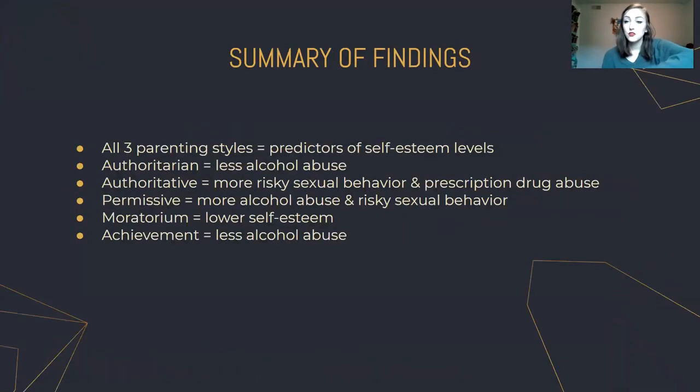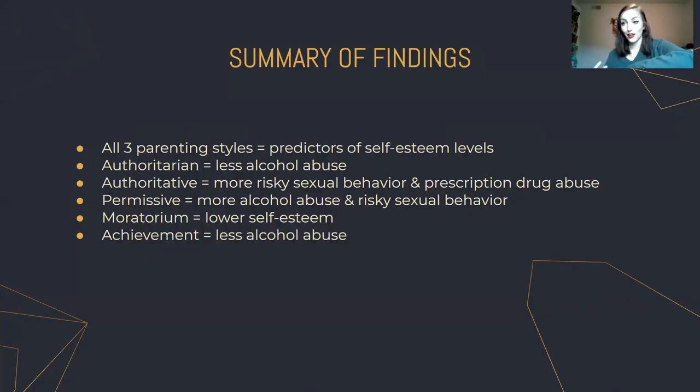higher self-esteem there. So just to get this all together, all three parenting styles were predictive of self-esteem levels in our study. Authoritarian led to less alcohol abuse. Authoritative was predictive of more risky sexual behavior and prescription drug abuse. Permissive parenting led to more alcohol abuse and risky sexual behavior. Moratorium was linked to lower self-esteem, which is important. We weren't really able to talk about that, but we were looking to find that each identity status as well was linked to self-esteem and risk behavior.